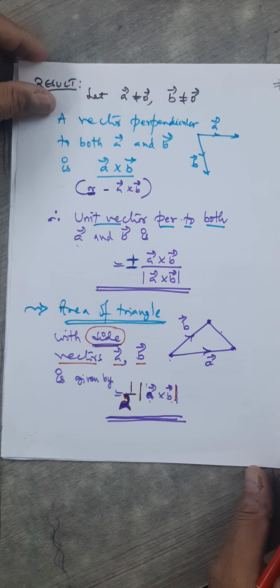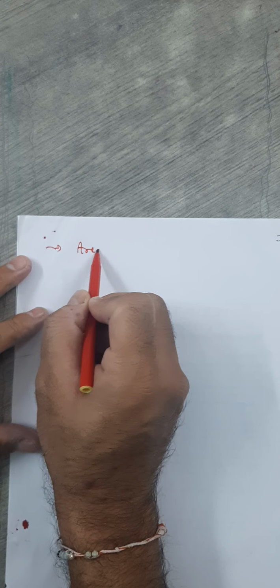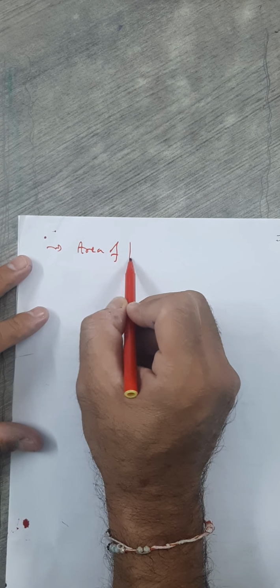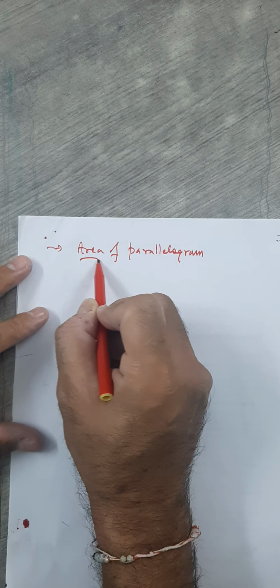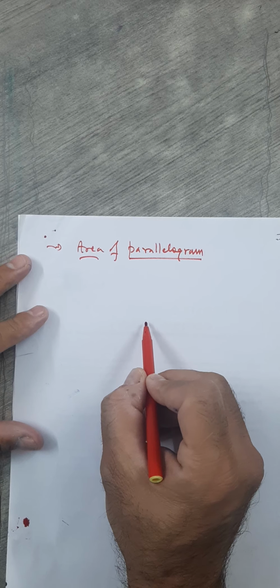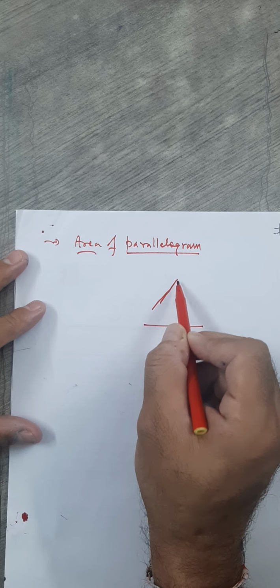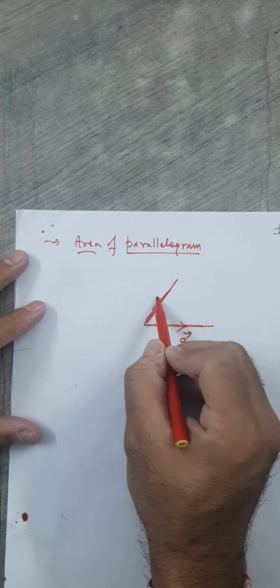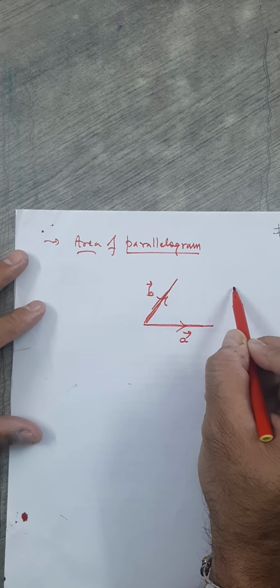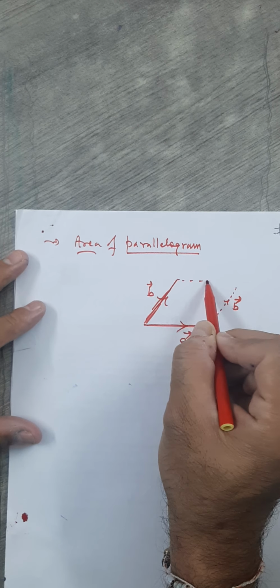That's one thing. And the next point is the area of a parallelogram. So we have a parallelogram. You know, in a parallelogram, opposite sides are equal and parallel. So this is, for example, a parallelogram whose sides are given by these two vectors. So one side is vector A, the other side is vector B. So the opposite side must be vector B, remember. Your opposite side must be vector A.